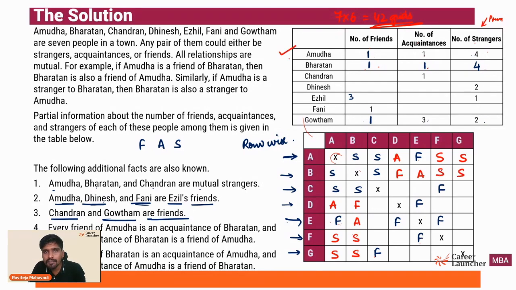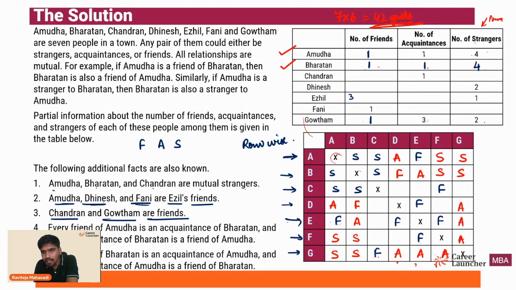So A is done, B is done. Totally, A and B are completely done. Now what else are we left with? Gautam needs 3 acquaintances. How many blanks are there in G's row? Only 3. So all 3 of them will have to be acquaintances. So this is also acquaintances.